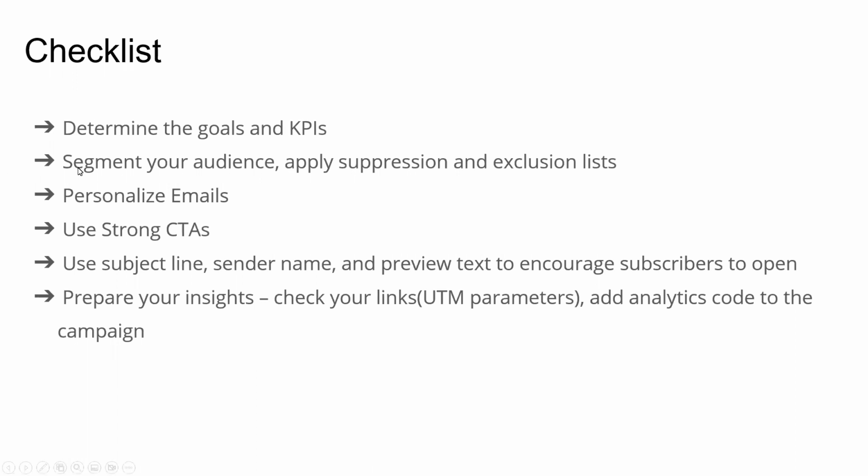Make sure that whatever you're segmenting is appropriate, and also apply all the suppression and exclusion lists. So if you're sending an engagement email to people who have already signed off, or some people who do not intend to receive the promotions, make sure that you're including them in the suppression or the exclusion list, and apply the list while you're sending the email.